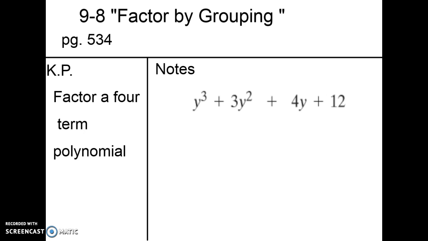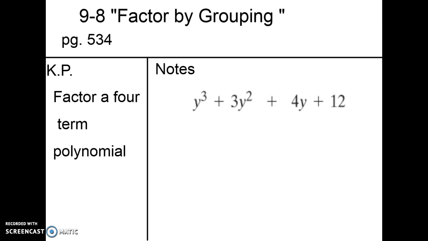Today what we're going to be doing is going over a concept called factor by grouping. If these notes don't help, you can always refer to page 534 in your textbook for more help or more examples. This is a concept that we teach at the end, but it is rather easy if you understand the AC method from the previous sections.